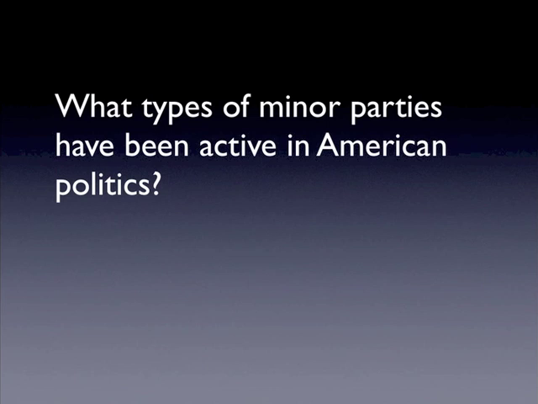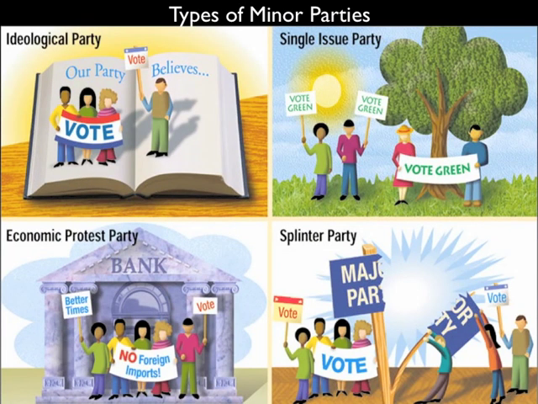What types of minor parties have been active in American politics? Types of minor parties. Ideological parties. An example would be the Libertarian Party. Single-issue parties. An example would be the Free Soil Party. Economic protest parties. An example would be the Greenback Party. And the Splinter Party. An example would be the Bull Moose or Progressive Party.